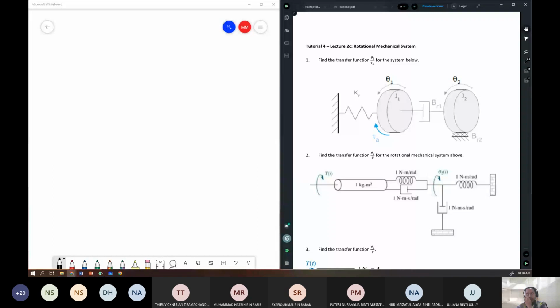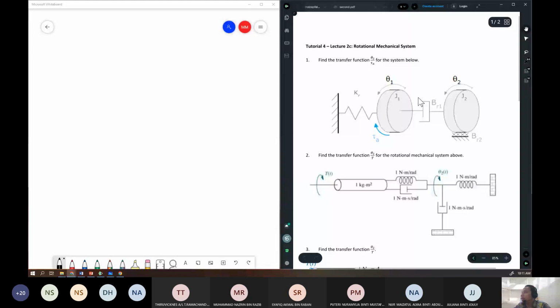Okay, thank you. All right, so today we will discuss tutorial number 4, and we will look at some other configurations for rotational system with gearing. So let's look at question number 1. Question number 1: find the transfer function theta 2 over tau A for the system below.